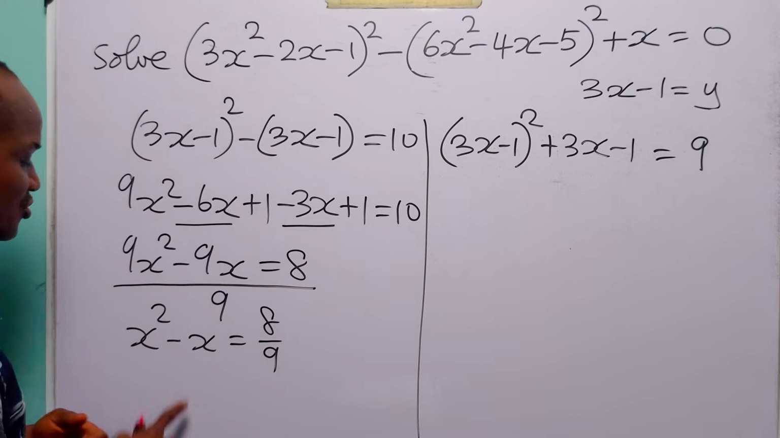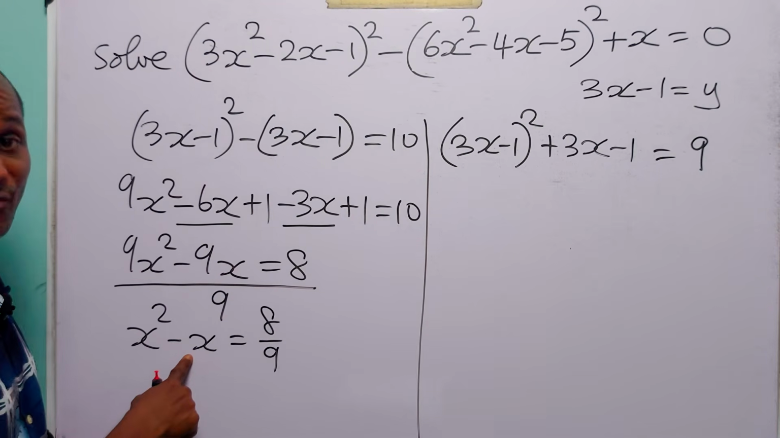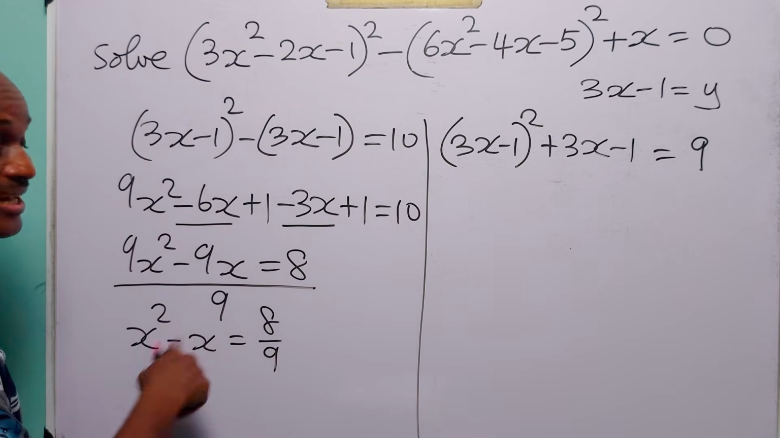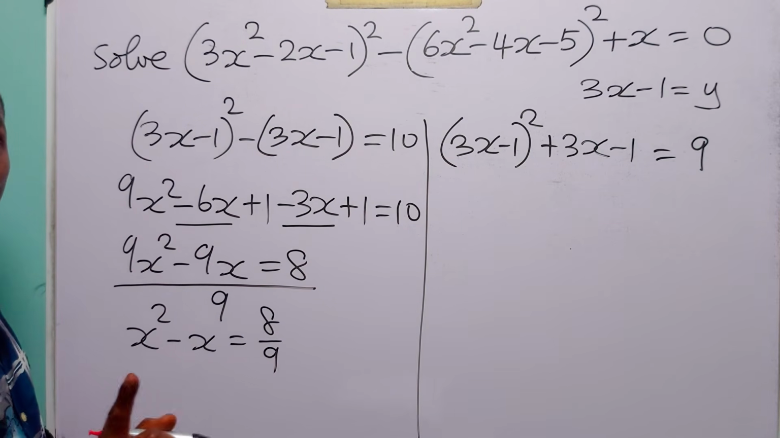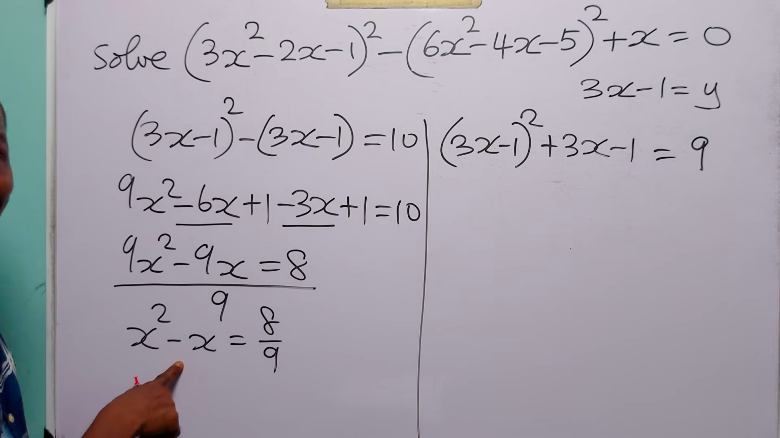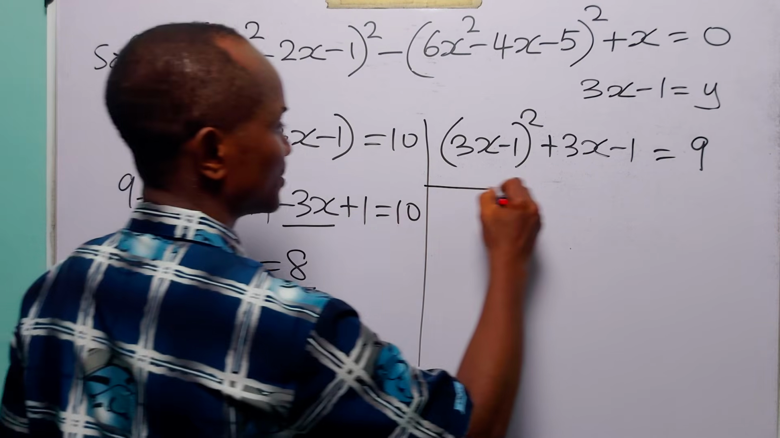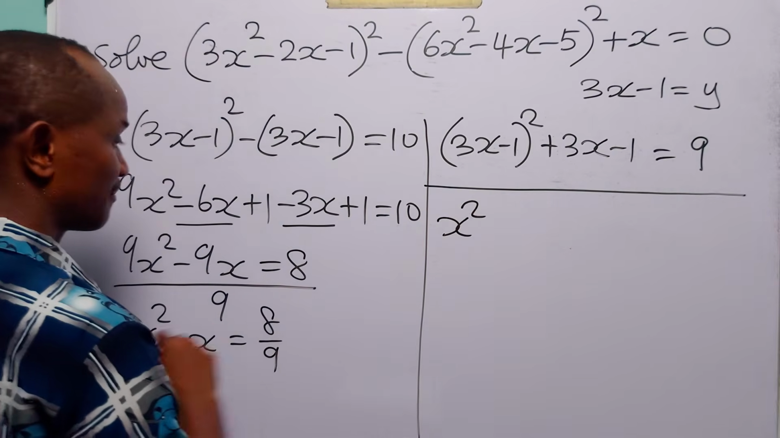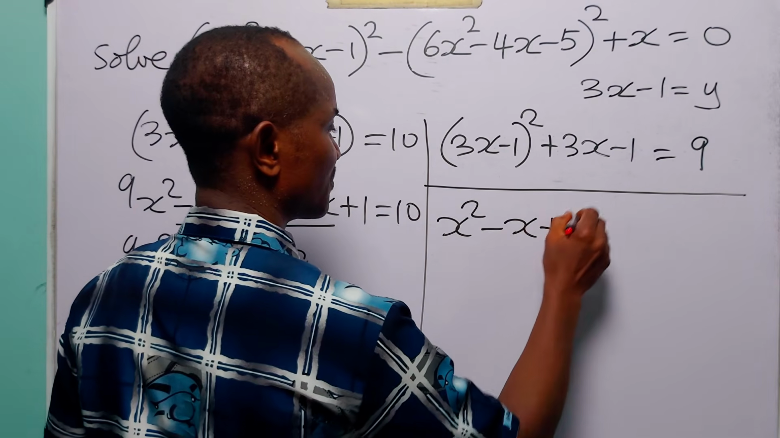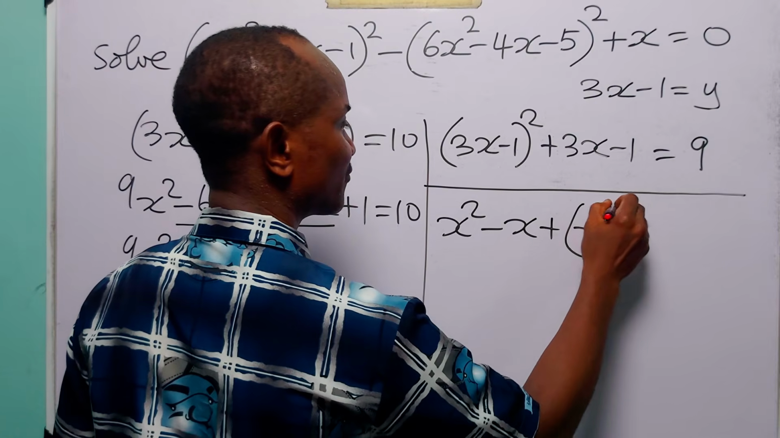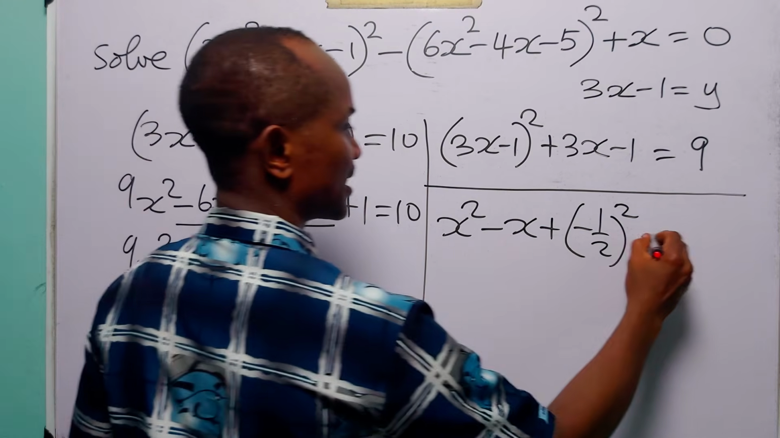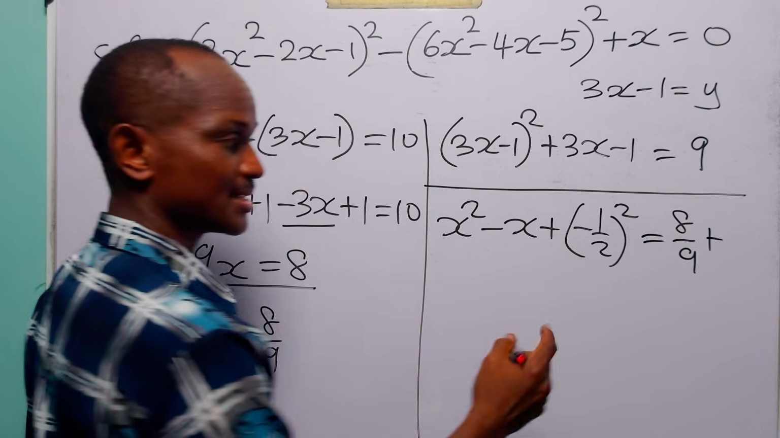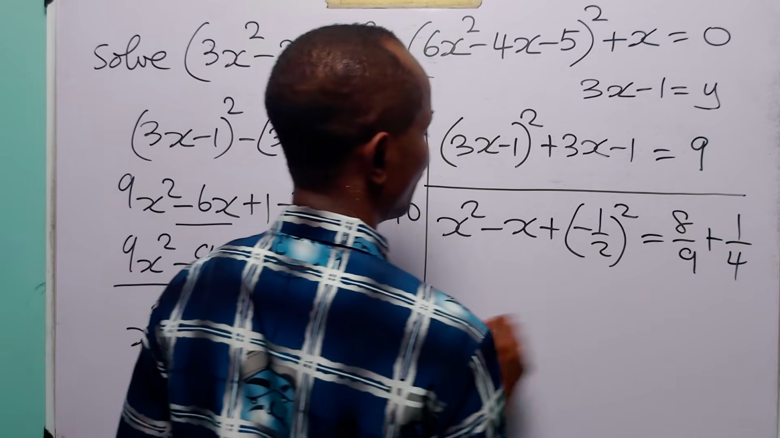Now, the next thing we are going to do is to divide the coefficient of x, which is minus 1, by 2. Square it and add to both sides of the equation so as to complete the square on the left-hand side. When we do that, we have x squared minus x plus minus half squared. Now this is equal to 8 over 9 plus minus half squared is 1 over 4.